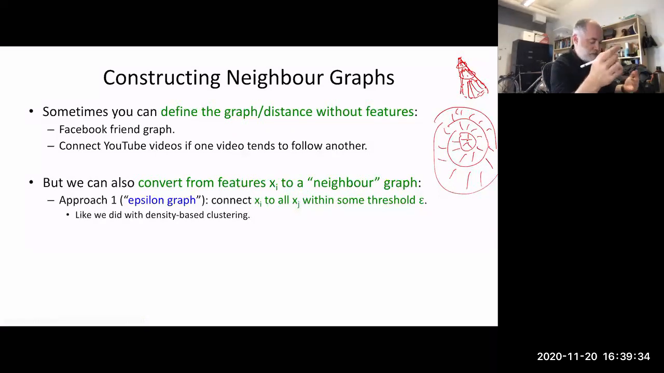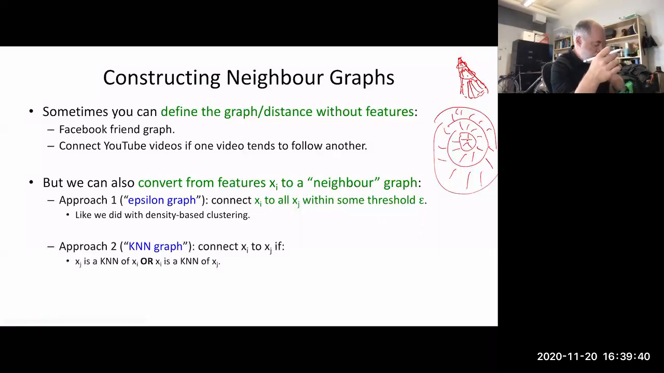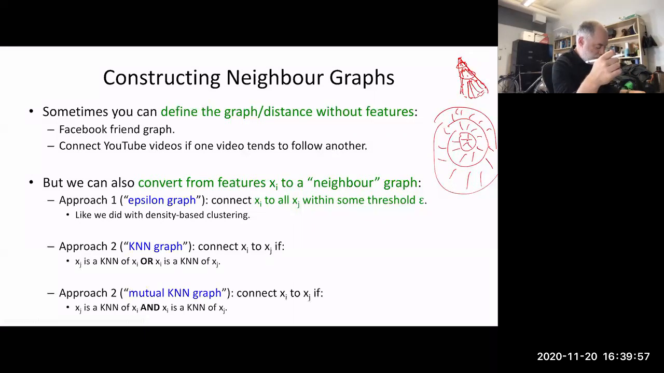One is really obvious. You just construct an epsilon ball around every data point and connect all of its neighbors together that are within some threshold. That was what we did in DBSCAN, density-based clustering. In approach number 2, we do a k nearest neighbors graph and connect xi and xj either if xj is a k nearest neighbor of xi, or vice versa, or and, right?